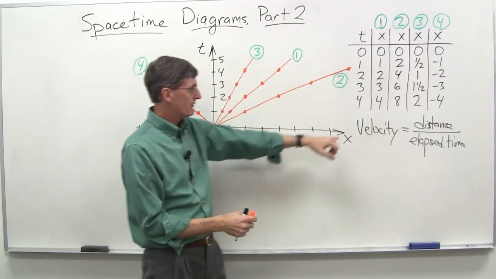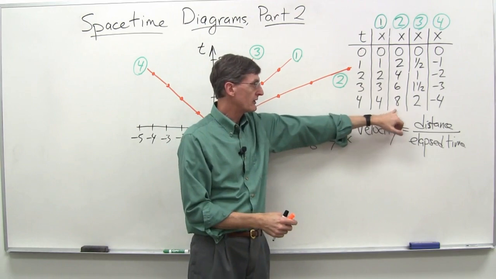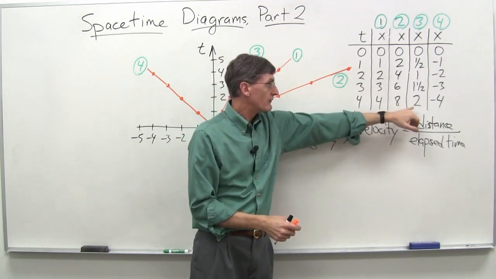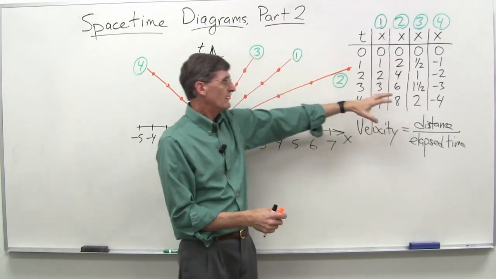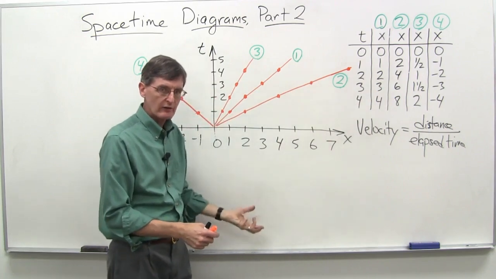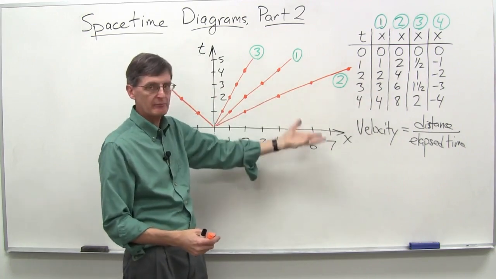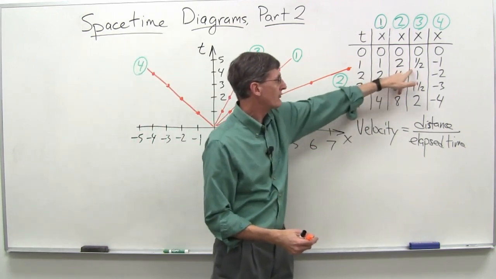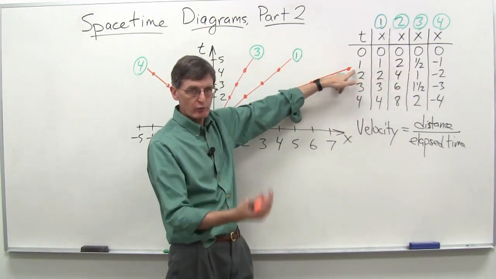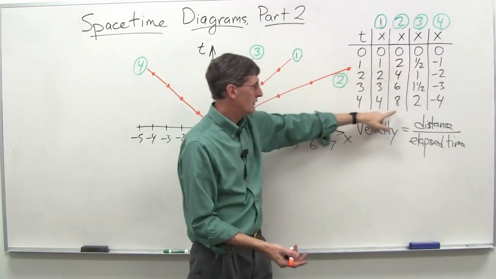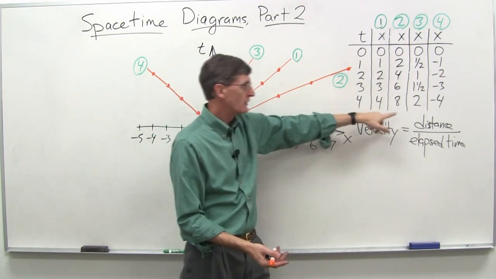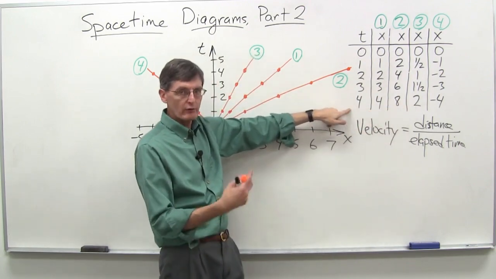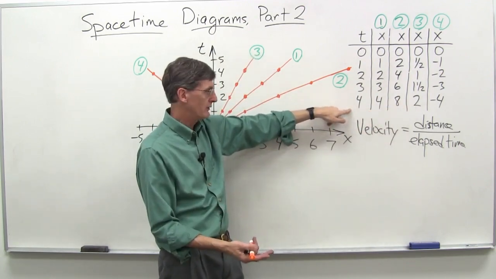So velocity in this case would be 1 meter per second. Velocity in this case is 2 meters per second. Velocity in this case, again, because it's a constant velocity, we're not changing the velocity, we can just pick any given point and read it off. But we've got 1/2 meter in 1 second, so it's 1/2 meter per second. If we did 2 meters in 4 seconds, 2 distance divided by 4 seconds, 1/2 again, 1/2 meter per second.